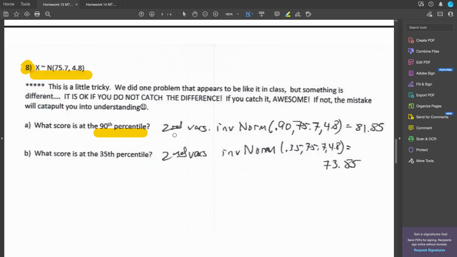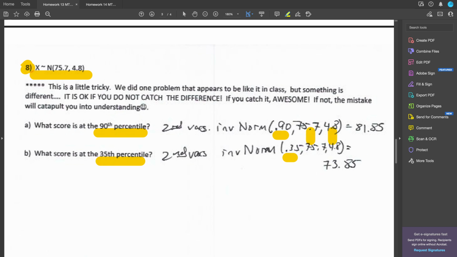But it's not normal CDF. We go second VARS again, but the third choice down is inverse normal curve, inverse norm. Now, what do you put first? You put the percentile as a decimal. So 90th percentile is 0.9. Notice on the next one, it's the 35th percentile, and it's 0.35, okay? And then, for both of them the same, the mean and the standard deviation.